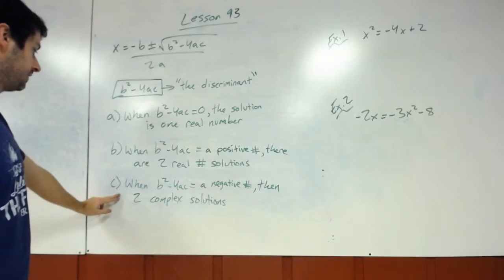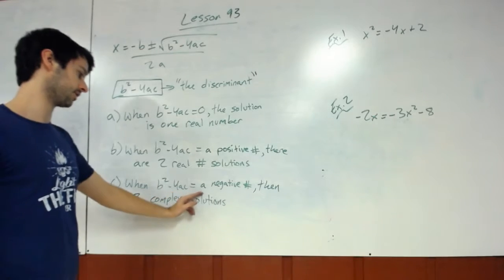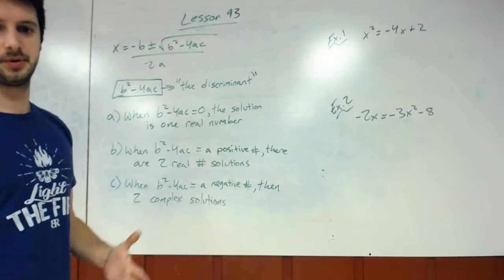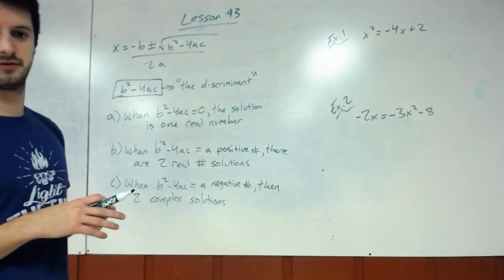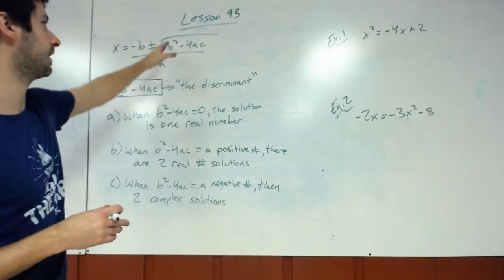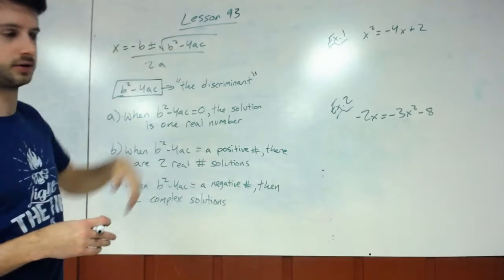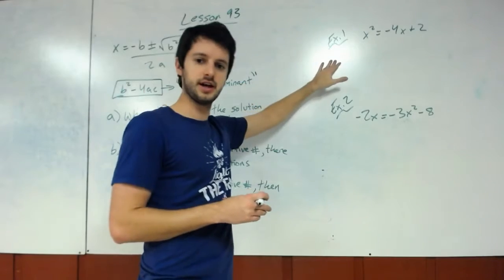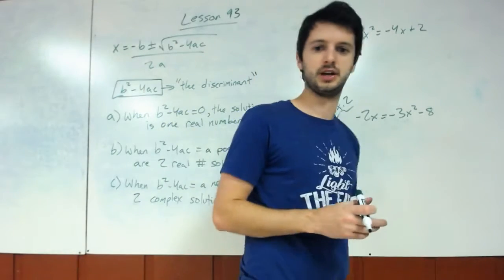And then C, when b squared minus 4ac, the discriminant, is a negative number, then you have two complex solutions. Complex meaning imaginary number. You have i, because you have to take out the negative in the square root. So those are your three options. If it asks for the discriminant, solving it is actually very easy.